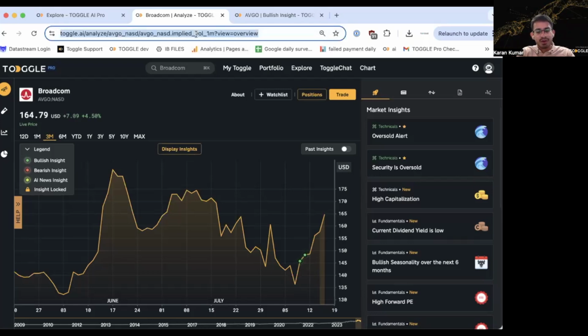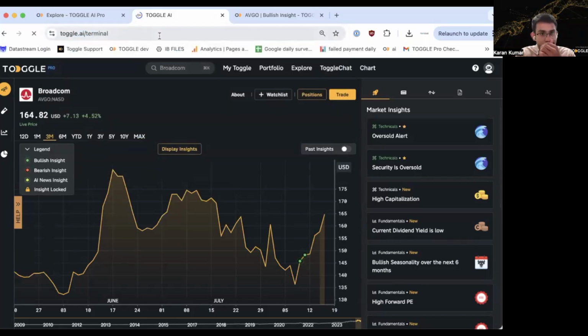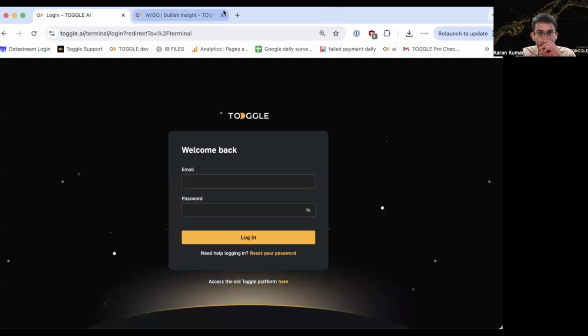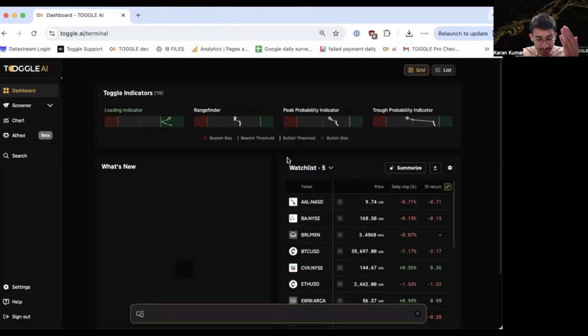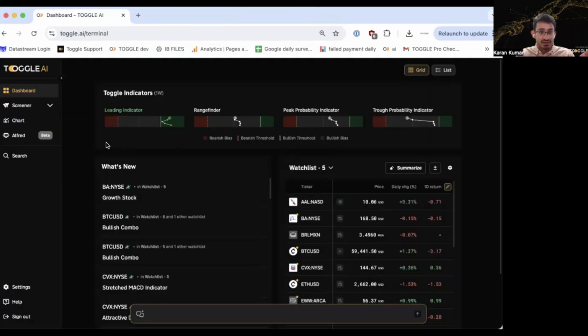All right, so let's hop into the terminal. As mentioned, the terminal is currently in beta, so not yet available to the public. But if you subscribe to our daily brief, you'll be the first to know when it's live. I did say we are aiming towards institutional investors, but if you are a big time individual investor and you see yourself paying for a tool like this, there will be direct licenses available as well.